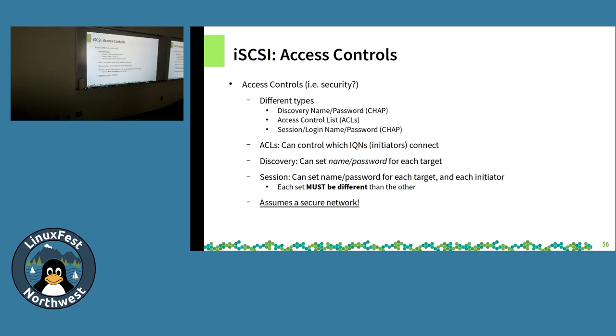But what if the initiator doesn't trust the target? You can also have a reverse name and password for the target. So there's three different sets you can set there. And this is kind of in addition to the access control list, if you wish. So you have to have the right name and you have to know the name and password.